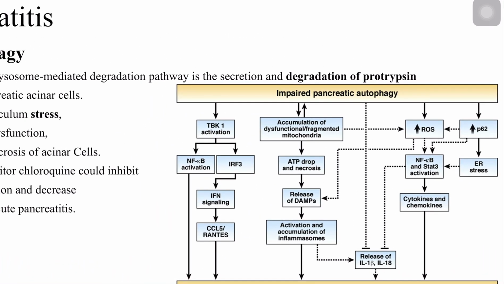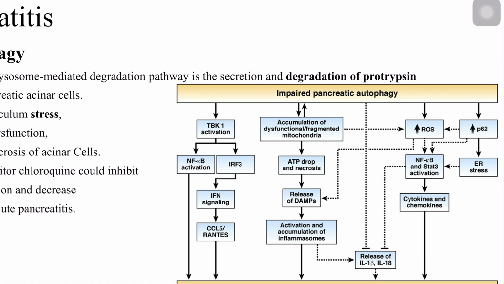Okay, as you see here, the relation between inflammation and impaired pancreatic autophagy, for example, when we have a high amount of ROS and activation of the P62, it can cause endoplasmic reticulum stress and increase NF-kappa B and STAT3 activation. Then cytokine and chemokine activation can happen. And usually they inhibit the release of interleukin-1 beta and interleukin-18.